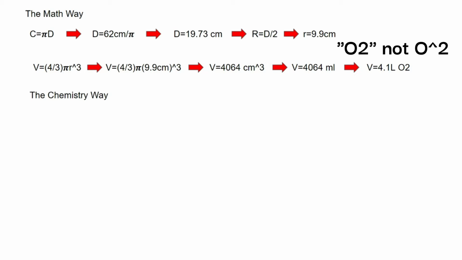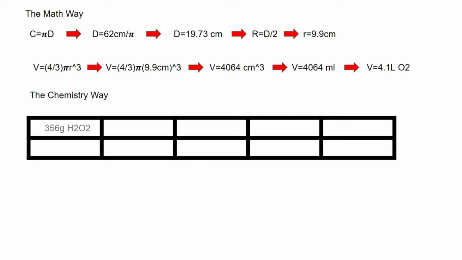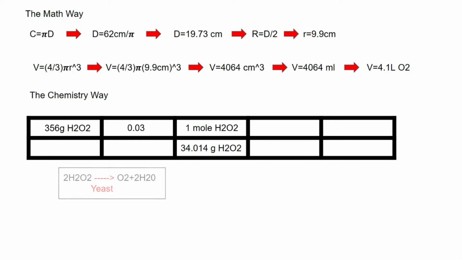Now we are going to do the chemistry way with stoichiometry and dimensional analysis. So in the total experiment, 356 grams of hydrogen peroxide were used, and it was a 3% mixture. 1 mole of H2O2 is the same as 34.014 grams H2O2. And there's the stoichiometry balanced equation for the reaction with yeast as the catalyst. We get 1 mole of O2 for every 2 moles of H2O2.